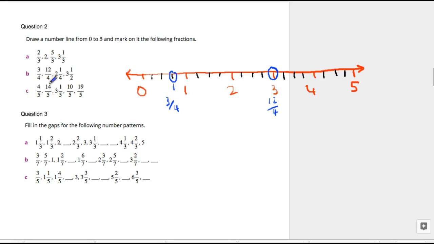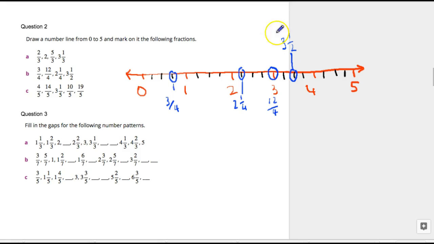mixed number is 3. All right, 2 1/4, so here's 2 and we want to add one more quarter, so that's 2 1/4. And then 3 1/2, so here's 3, now a half is 2/4, but you can also see that's halfway there. So over here, and let's write it up there, 3 1/2.